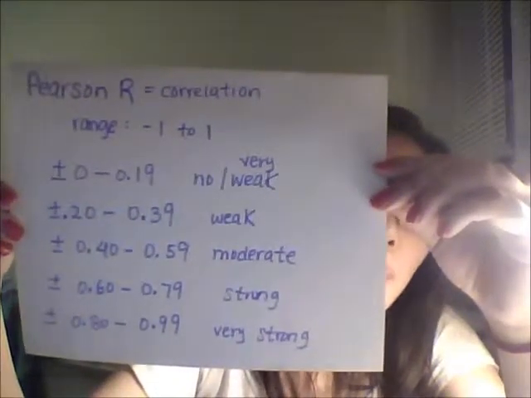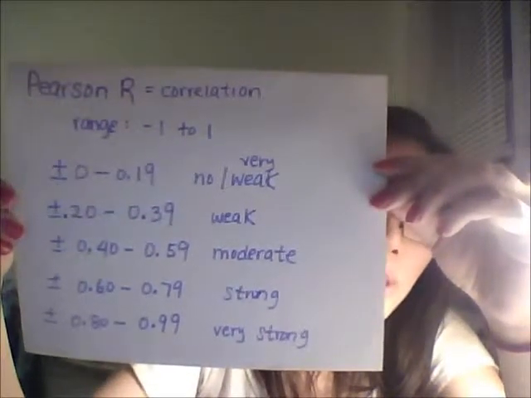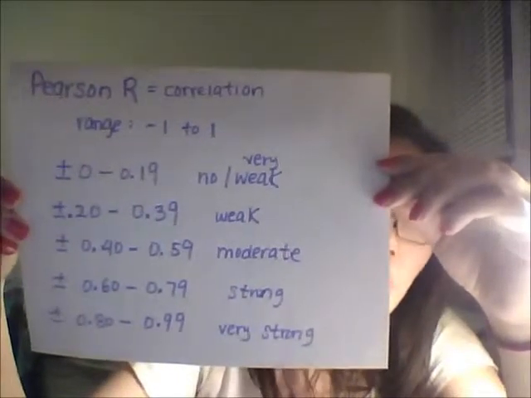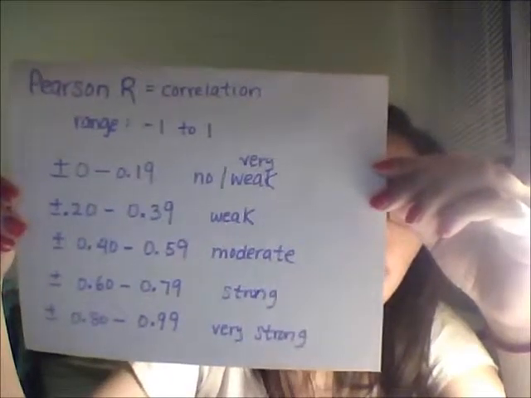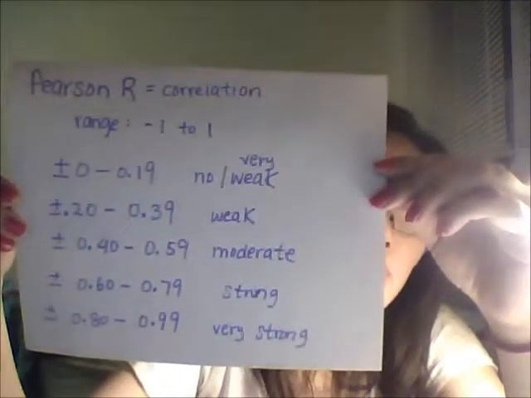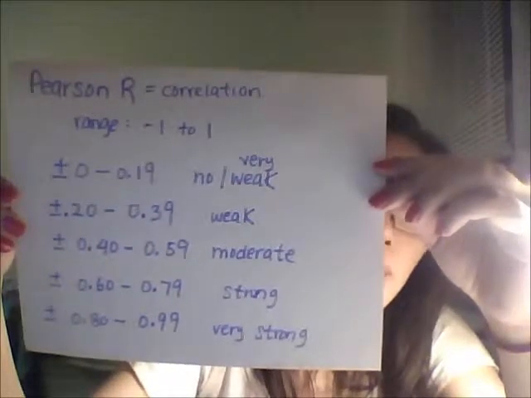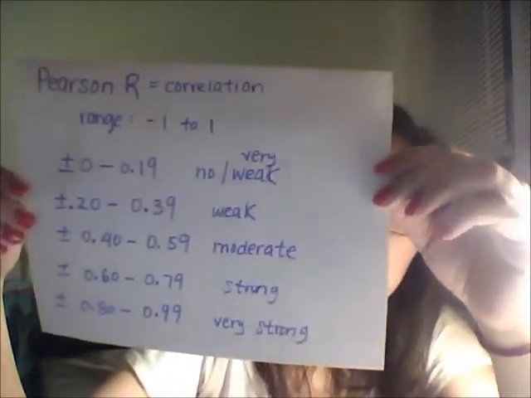If it has a positive or negative 0.6 to 0.79, it has a strong correlation. And if it has a positive or negative 0.80 to 0.99, it has a very strong correlation.